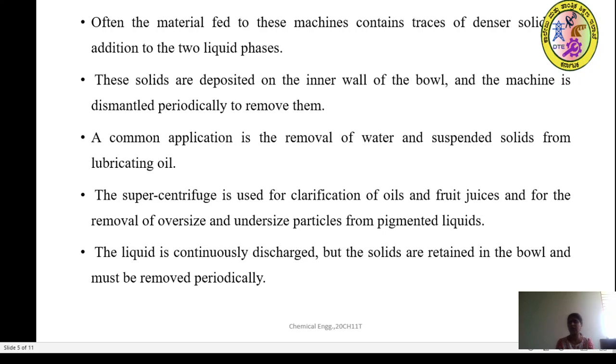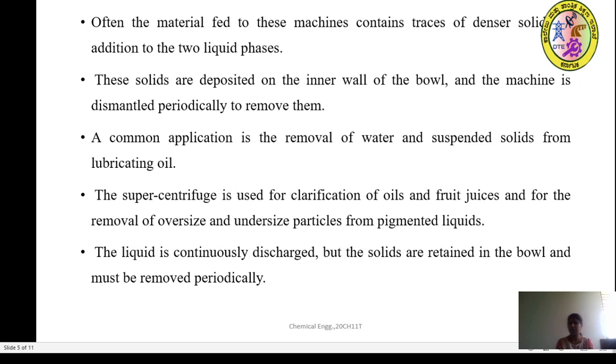It is usually used for the removal of water and suspended solids from lubricating oil. The super centrifuge is also used for the clarification of oils, to remove deposits from the oil, and also for the clarification of fruit juices. It is also used in the removal of oversized and undersized particles from pigmented liquids.